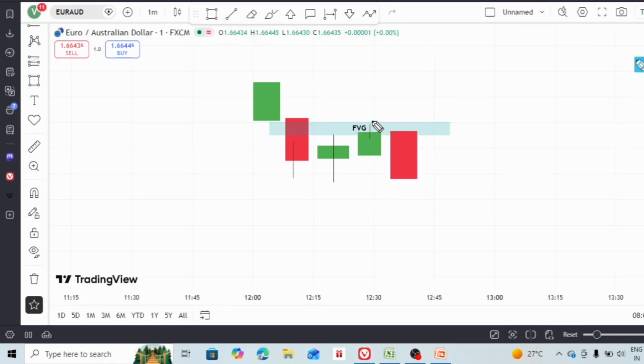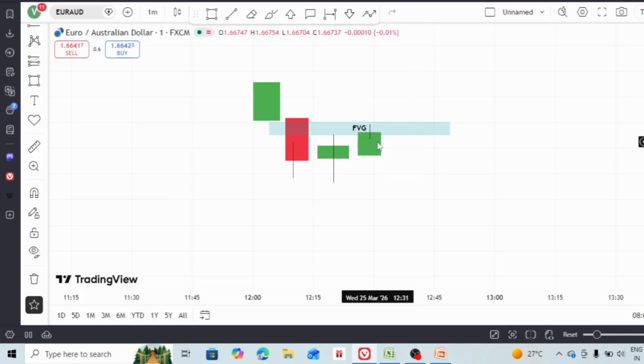No matter how big the candle here is, it should have come and mitigated this gap and then got a rejection. So this is the bearish fair value gap. It's just the opposite of the bullish fair value gap. I hope you understand.